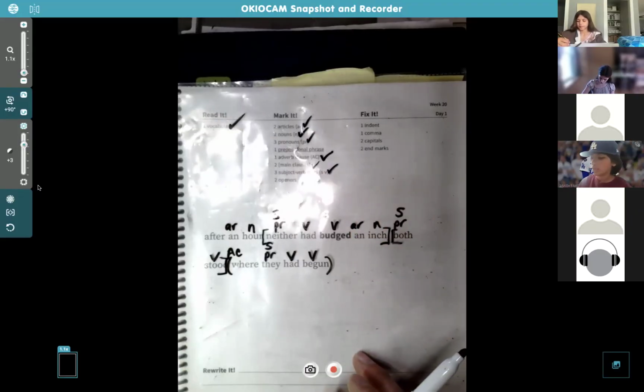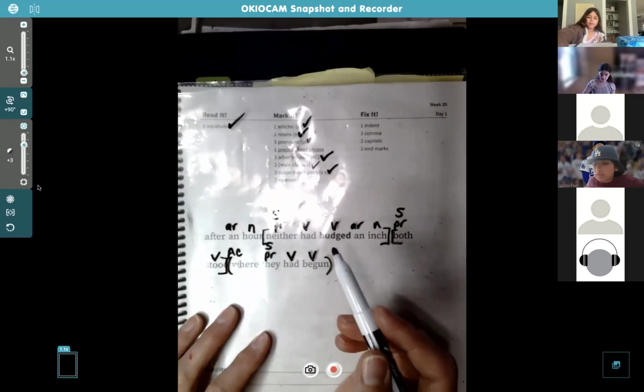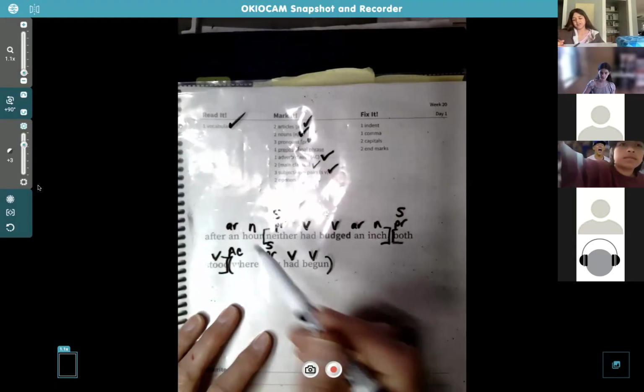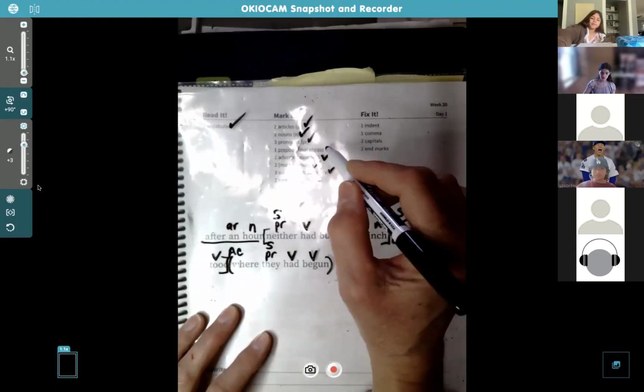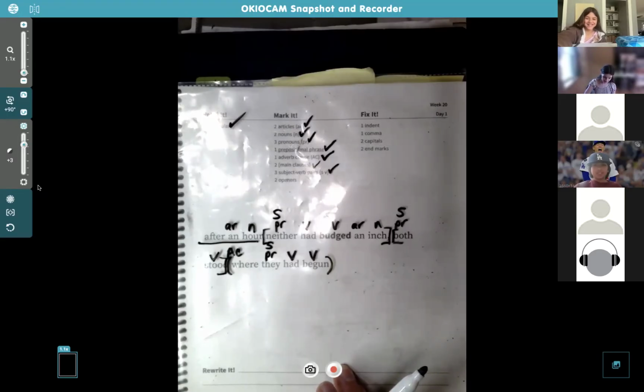All right, prepositional phrases. How about Abby? There's just one. Prepositional phrase: after an hour. Good. She gave it away earlier, so I wrote it down ahead of time when she already said it. I wrote it down before she said it, though. I believe you.